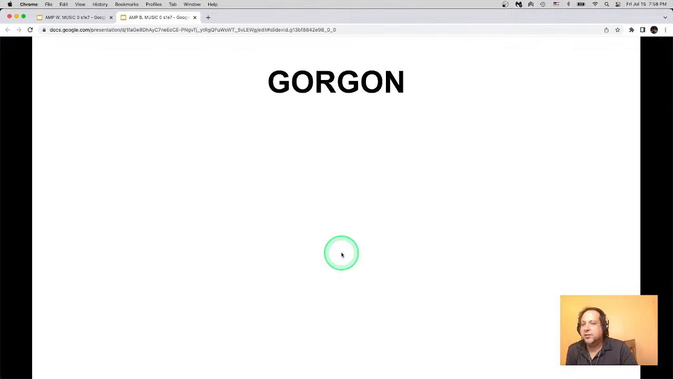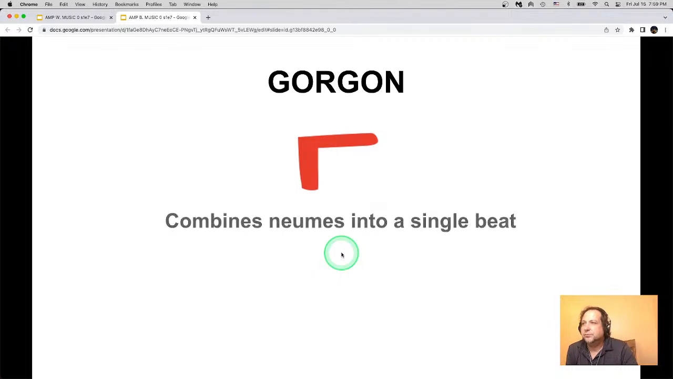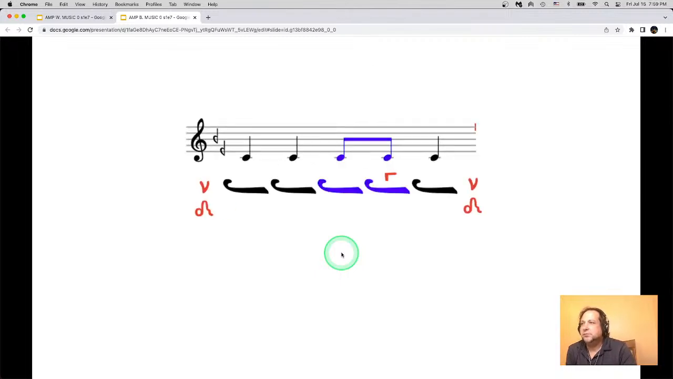Here's our rhythm review. Gorgon combines neumes into a single beat. You put one here, it's always the one before it and the one it's on. And those two notes now are in one single beat.